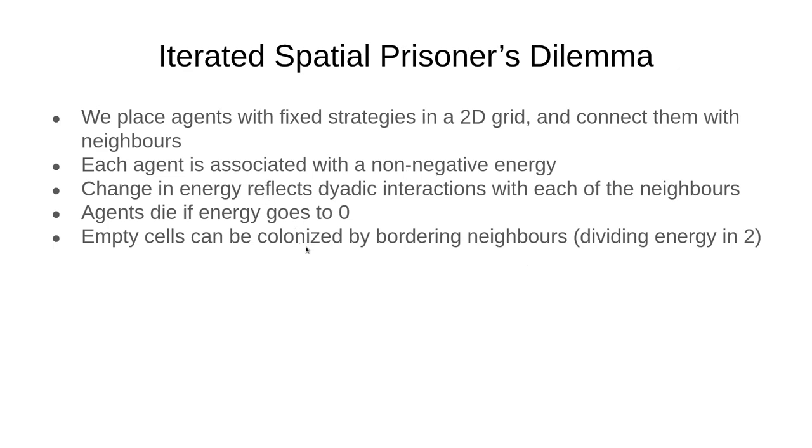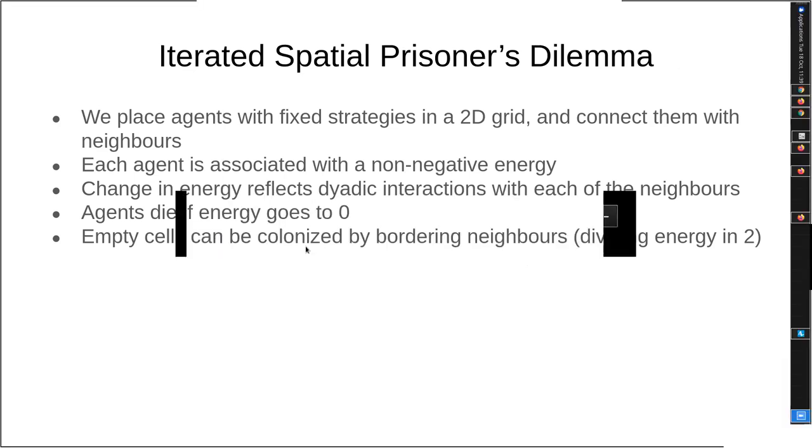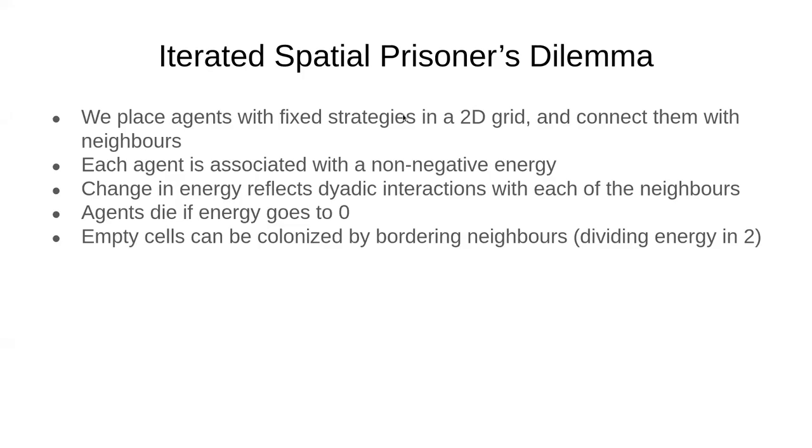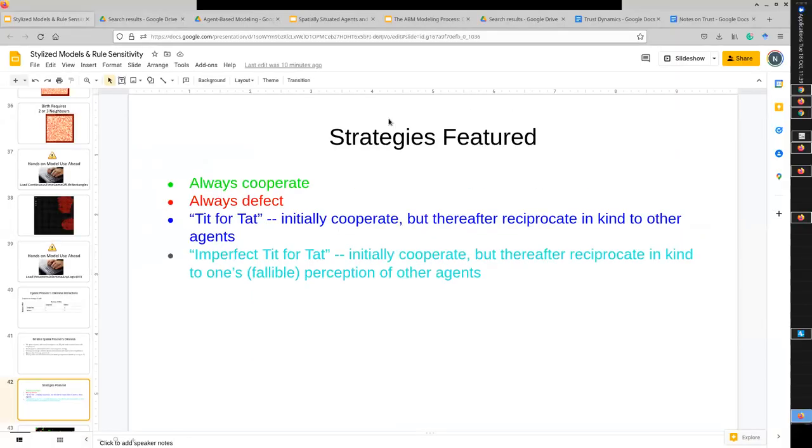Empty cells here can be colonized by bordering neighbors, where if a neighbor spreads into an empty cell, its energy is divided by two. Okay, so this is the idea. Now, what are the strategies of which I spoke? I listed out the strategies. Here they are.